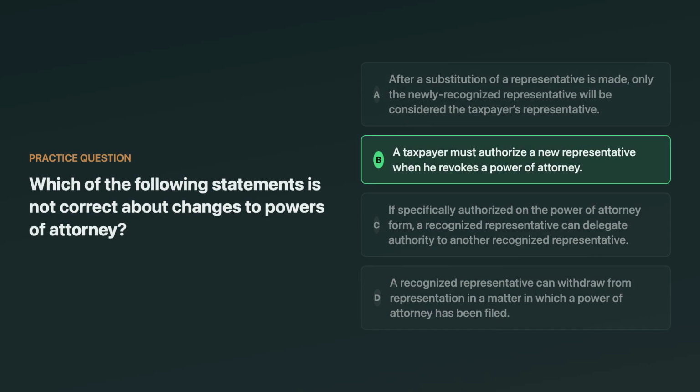The incorrect statement is that a taxpayer must authorize a new representative when revoking a power of attorney. Revocation just ends the prior authorization. It doesn't force the taxpayer to appoint someone new. A tempting choice is the substitution statement, but substitution can remove prior reps, so only the newly recognized rep is treated as the representative.